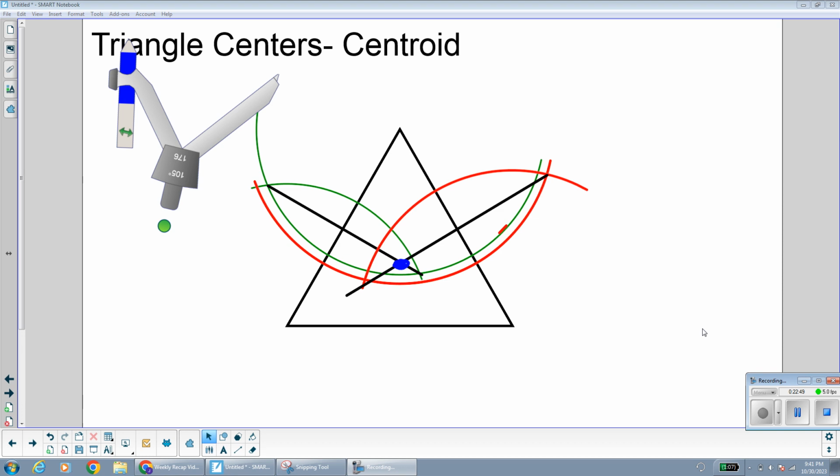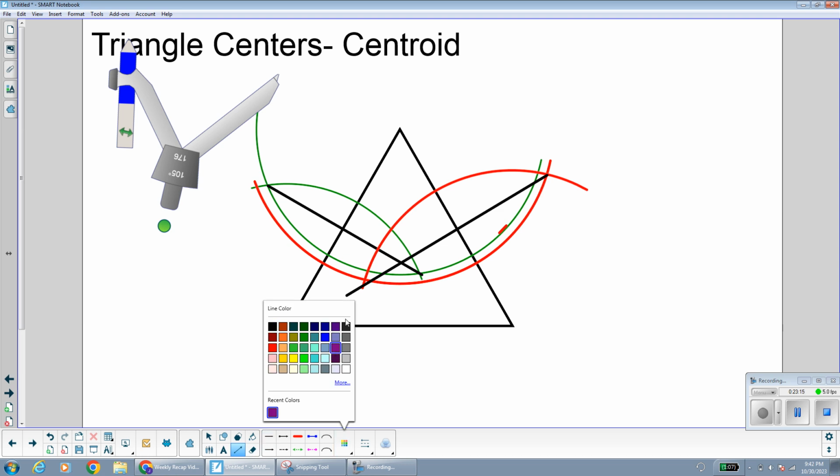Now we're going to construct the centroid of the triangle. Notice that I have the 2 perpendicular bisectors here. I'm just going to get rid of the intersection point because we're not going to be talking about the circumcenter anymore. Centroid is made up of medians of a triangle, and medians connect midpoint to opposite vertex.